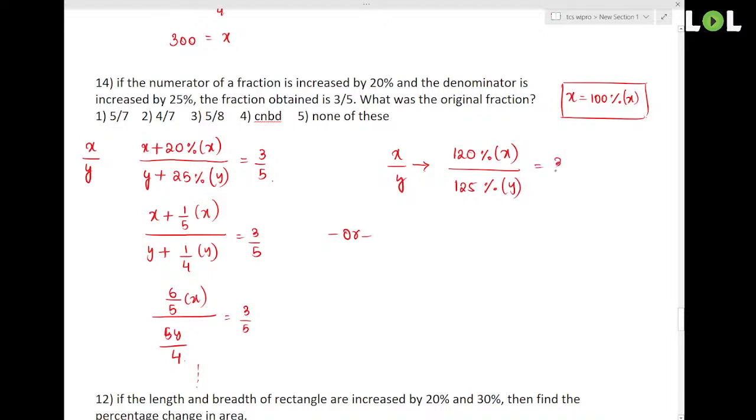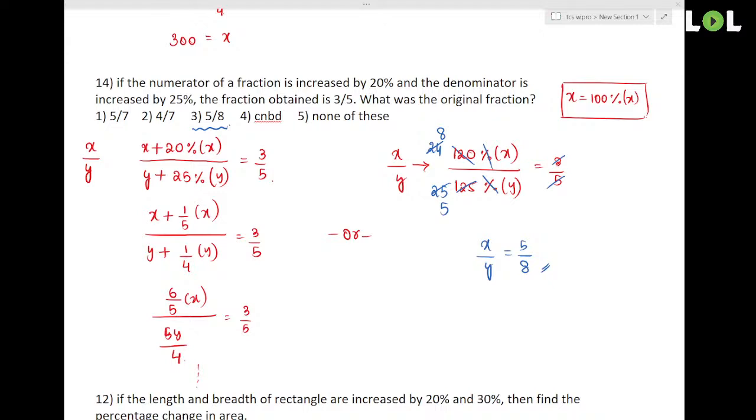Then the fraction becomes 3 by 5. Check this out. Percentage cancel. 5 into 24, 5 into 25. 5 into 1, 5 into 5. 3 into 1, 3 into 8. 8 by 5 will go to the other side. So x by y is equal to 5 by 8. See how simply we can get the answer here without any extra fuss. If you just use a simple trick that x is nothing but 100% of x, most of the people don't know that. If you know that, guys, you can reduce your time like anything here.